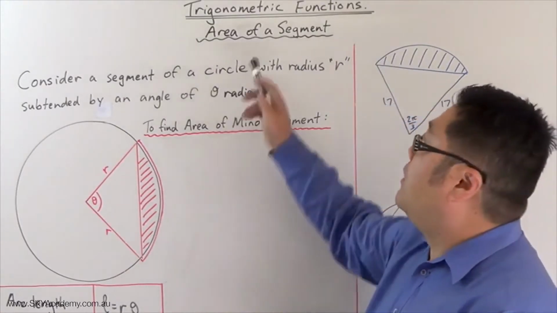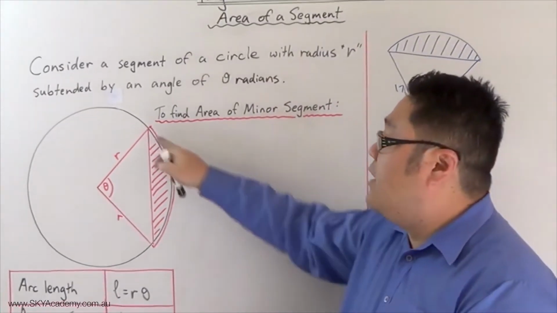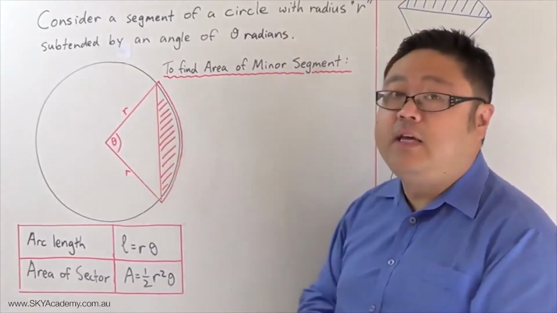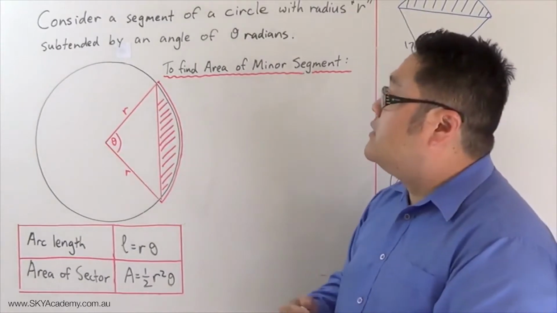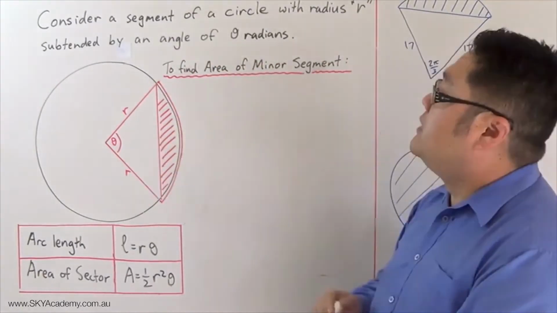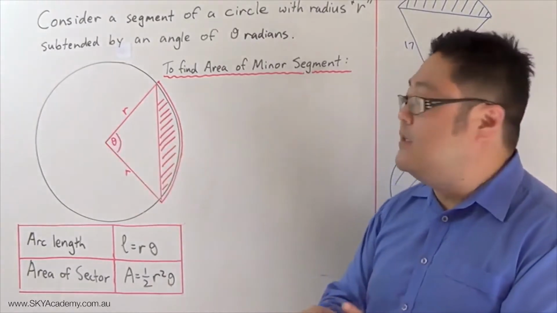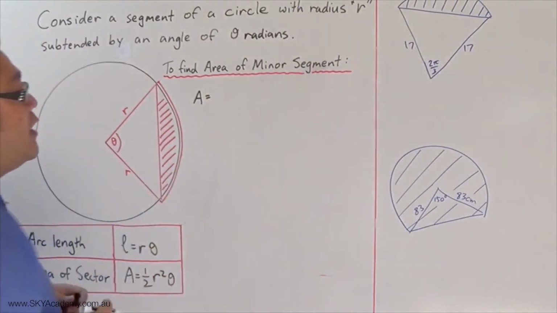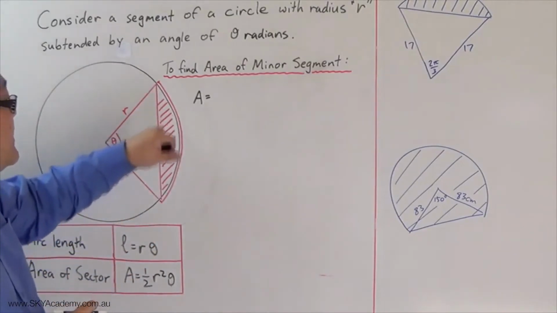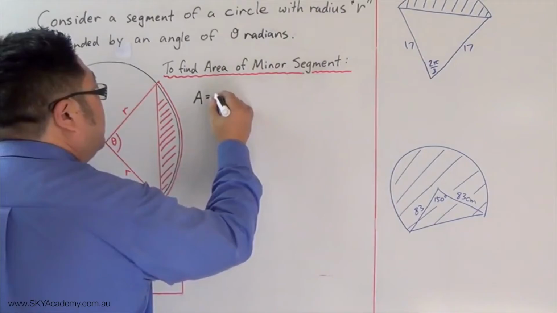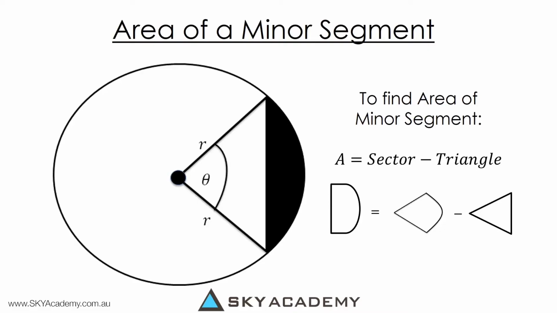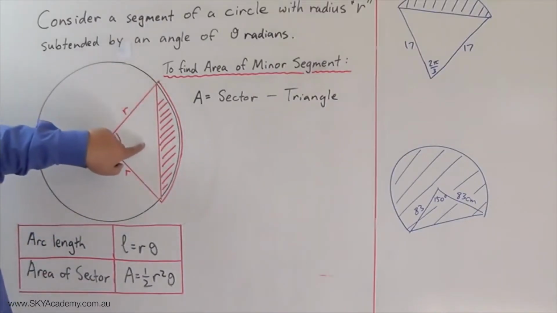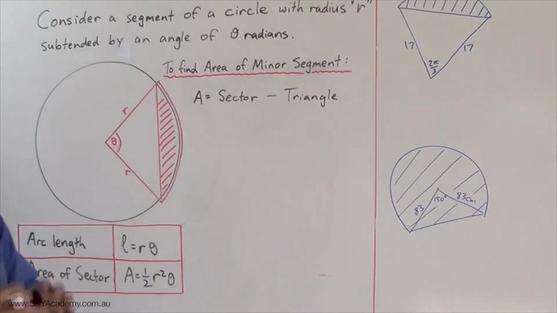In this episode, what I want to look at is the area of a segment. In particular, the area of a minor segment, okay? So that's represented by the shaded area here. So how do you find the area of a minor segment? Consider a segment of a circle with radius r subtended by an angle of theta radians. To find the area of the segment, I want you to recognize that the area of the segment is going to be the area of the sector minus the area of a triangle. Do you see that? So basically it's the area of the sector minus this triangle here. And that will give you the area of the segment.